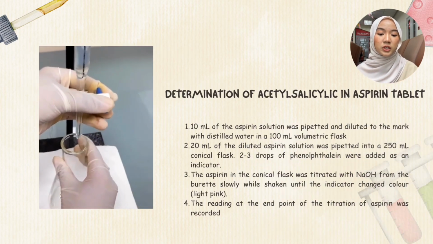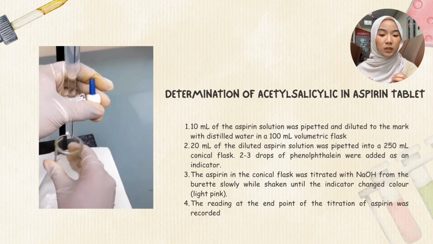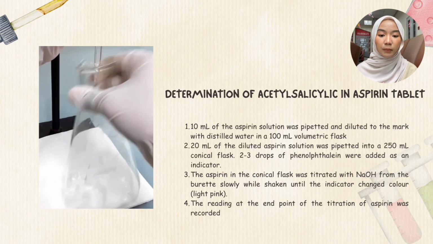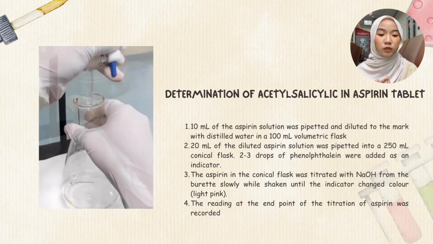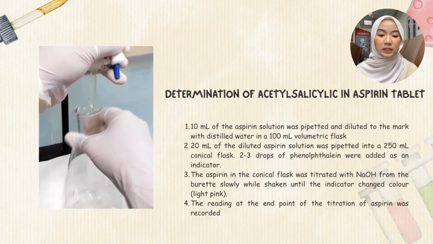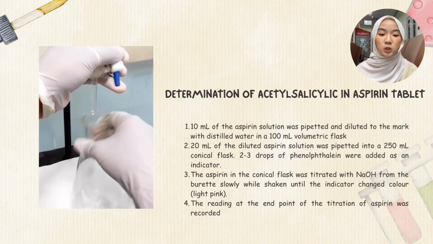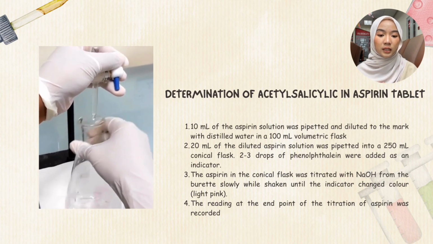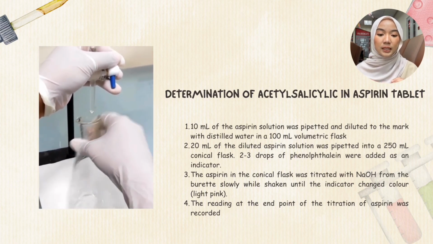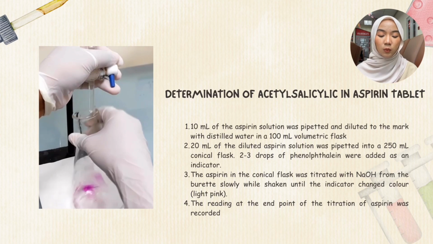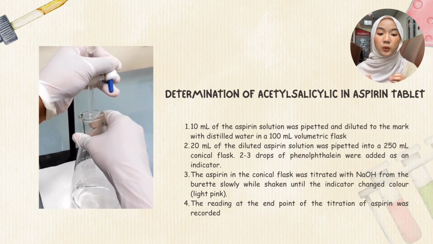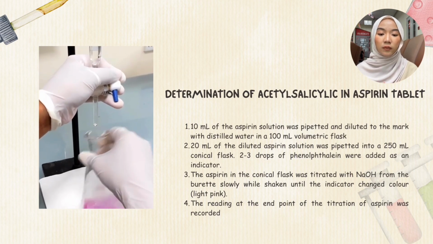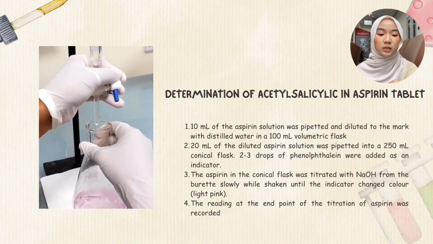Next is the determination of acetyl salicylic acid in aspirin tablet. 10 ml of aspirin solution was pipetted and diluted to the mark with distilled water in a 100 ml volumetric flask. 2 ml of the diluted aspirin solution was pipetted into a 250 ml conical flask, then 2 to 3 drops of phenolphthalein were added as an indicator. The aspirin in the conical flask was titrated with NaOH from the burette slowly until the indicator color changed to light pink. The reading of the endpoint of the titration was recorded.